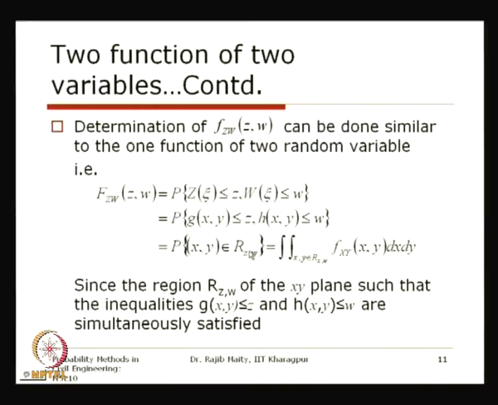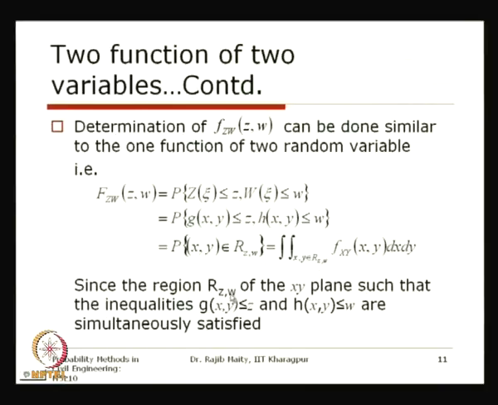So once we know this region, I have to integrate the joint density of x and y over that region only. As there are two random variables, this is a double integration over the region R_zw, where this joint occurrence is satisfied. So what is this region R_zw?